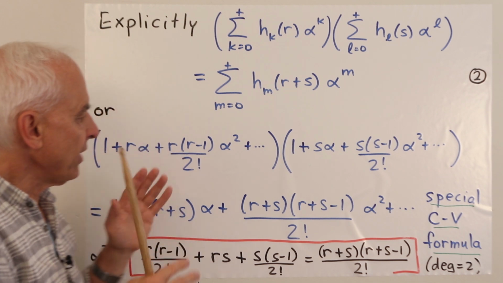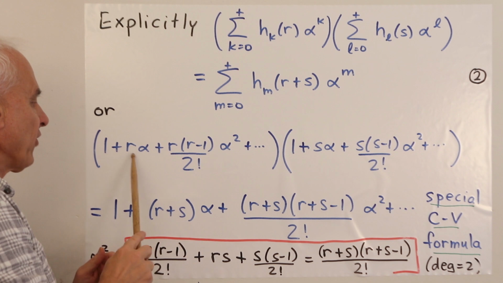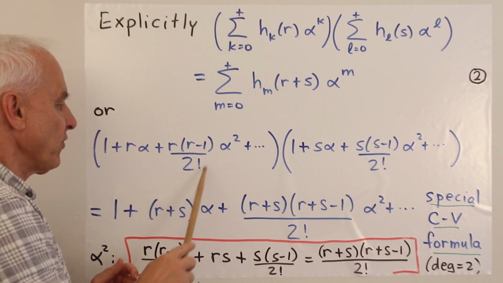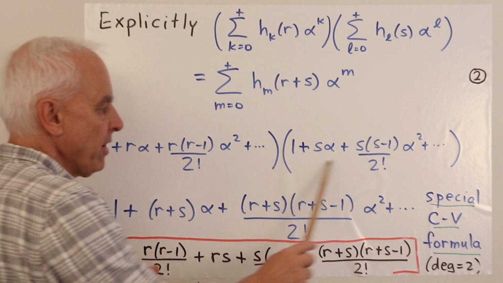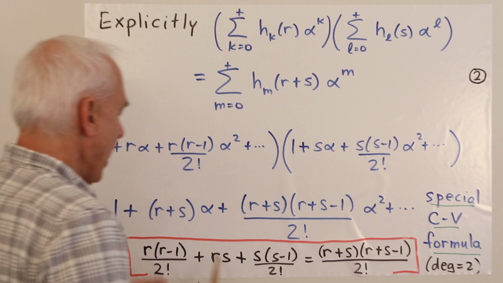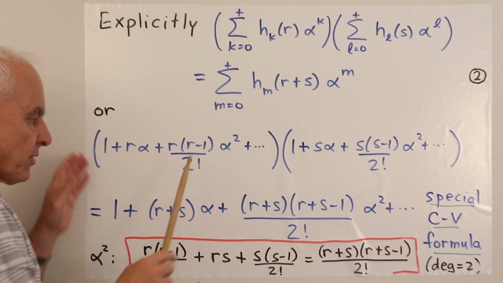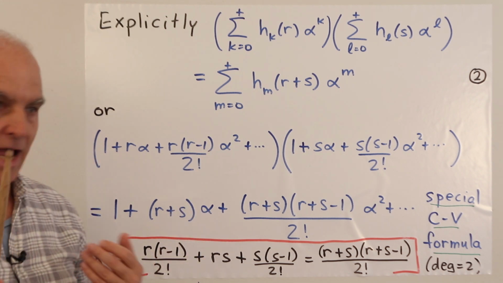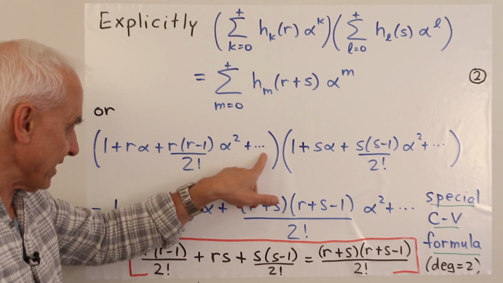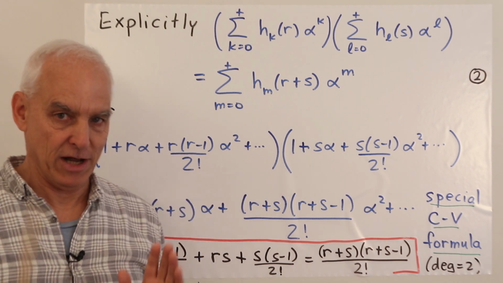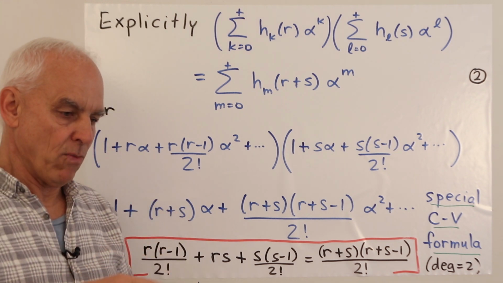So let's write out these sums a little bit more explicitly. The first one is 1 plus r alpha plus r times r minus 1 over 2 factorial alpha squared, and so on, higher powers of alpha. And over here, the corresponding thing with s's, and over here, the corresponding thing with r plus s instead. All right? So it's this identity that we want to establish, even though the whole thing really should have quotes around it, because we haven't exactly understood what we mean by these three dots yet. But nevertheless, we can clarify what it is that we want to prove.